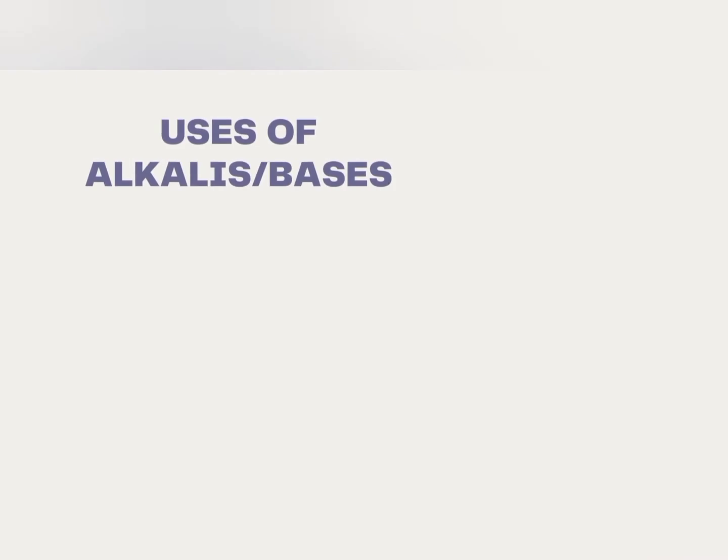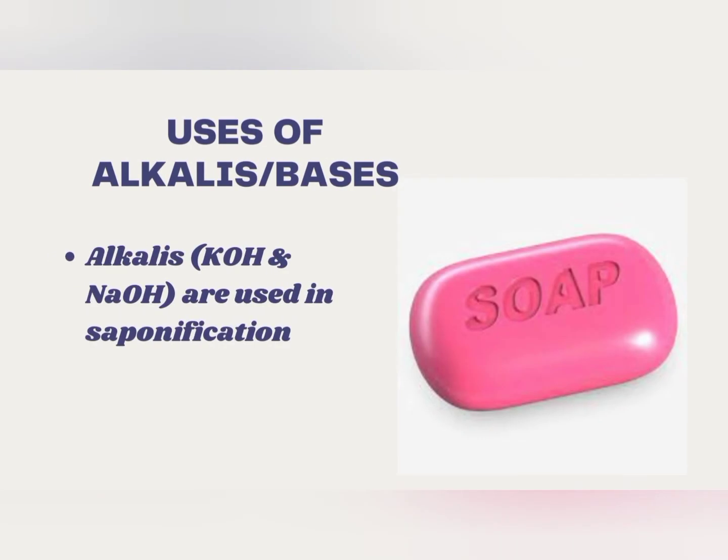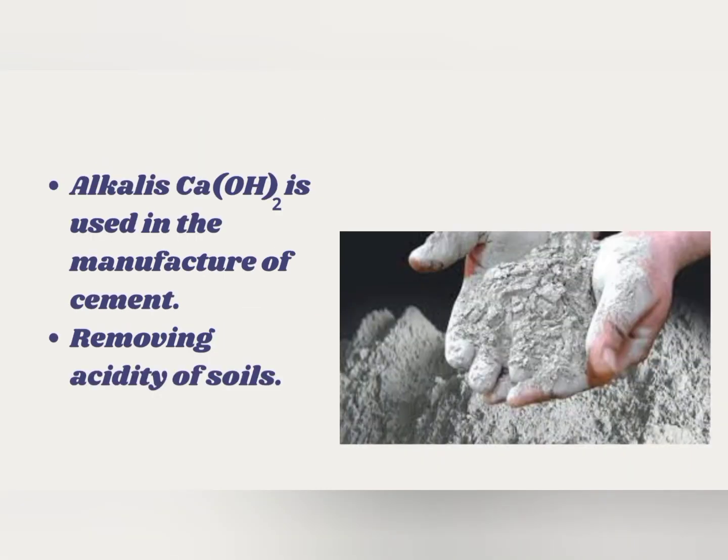Next, we'll be talking about uses of alkalis or bases. Alkalis such as potassium hydroxide and sodium hydroxide are used in saponification, that is, soap making. Next, we'll be talking about calcium hydroxide. Calcium hydroxide is actually used in the manufacture of cement. It is also used to reduce acidity of soils. So soils that contain high acid content, we use solutions of calcium hydroxide to neutralize the amount of acid or basically reduce it. So you take note of that.